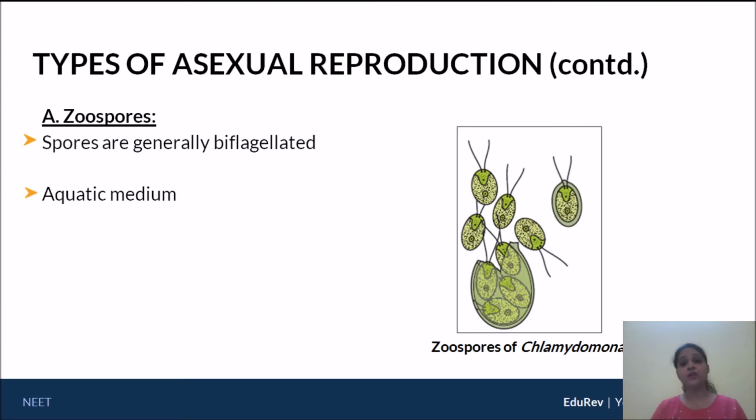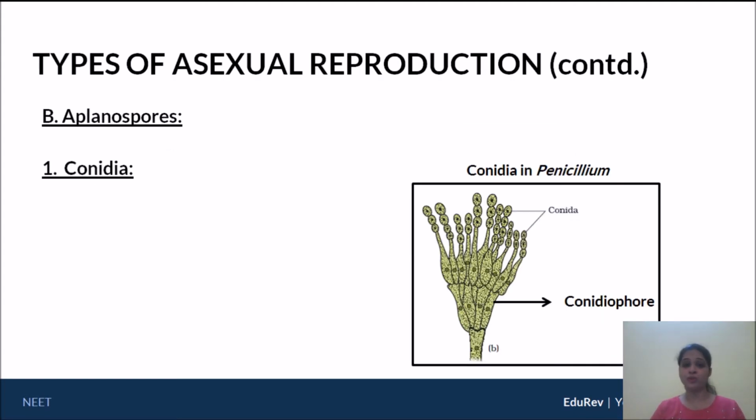Now, what we really need to focus on are the types of aplanospores. Generally speaking, there are two types of aplanospores that we study. One is called conidia, the other one is called sporangiospores. Now we need to understand what are the differences between conidia and sporangiospores. So first we start with conidia.